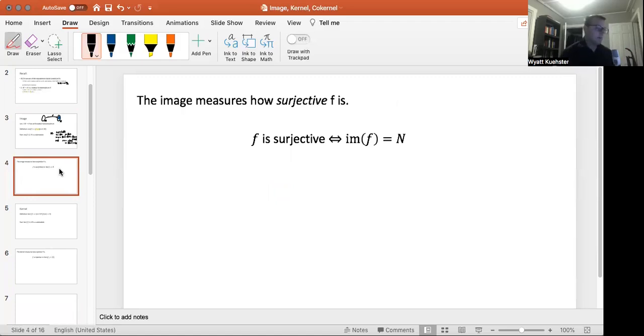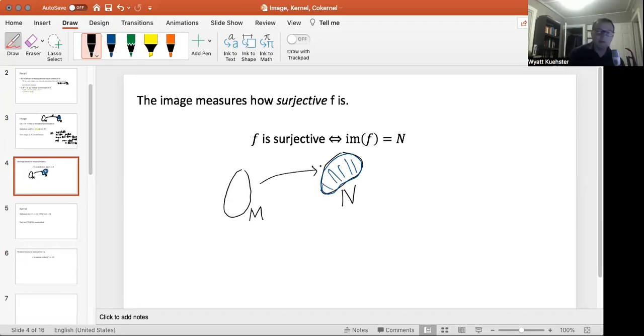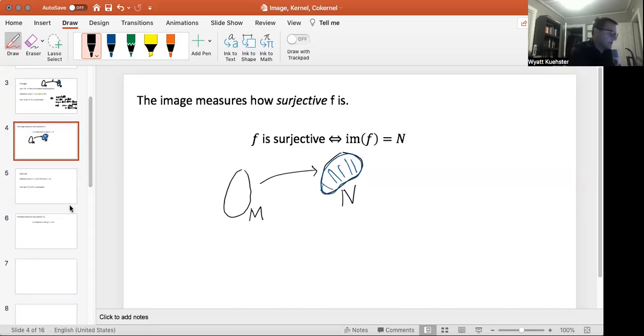Okay. Now, what the image does, as we know maybe, is it measures how surjective the function is, and it's the same case if we have an R module homomorphism. Because if f is surjective, then if I have my map here that goes from M to N, here's N, then the things that f hits consist of the entirety of N. So I'll draw it in blue again like I did before. It means the image equals the codomain. Okay, so that's what it means for a function to be surjective.